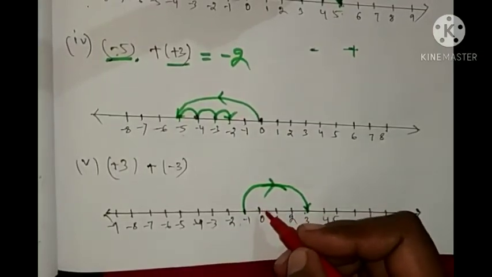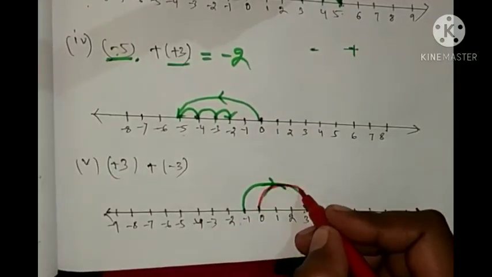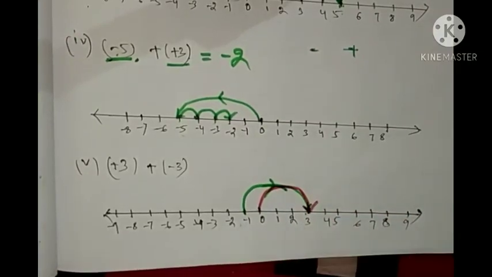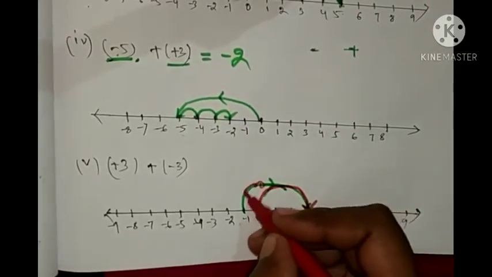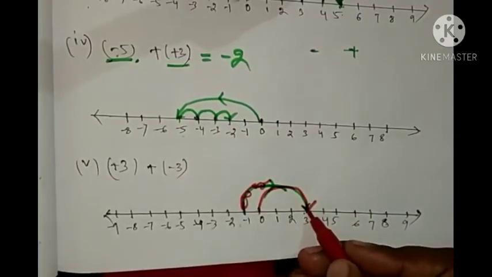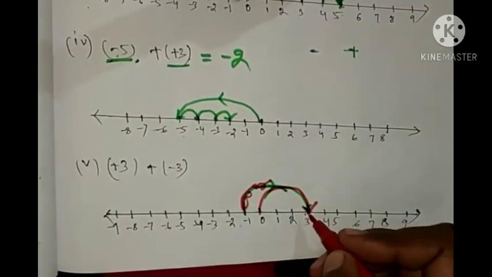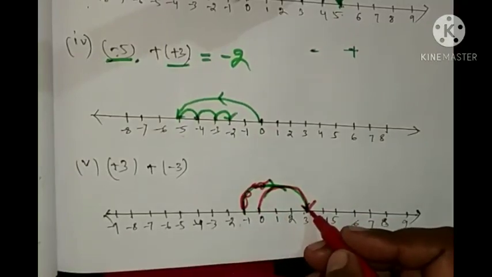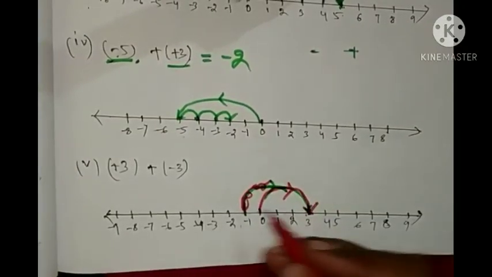I'll take it like this. This is wrong. From 0 to plus 3. Okay, next what we'll do? Plus 3, we have gone right. Then minus 3.